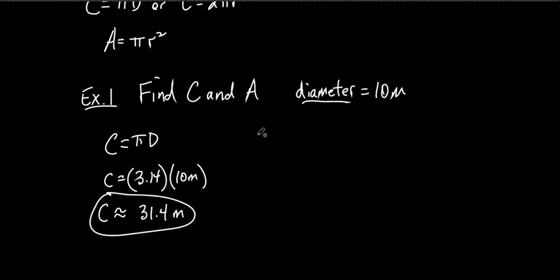All right, what about area, though? Formula for area is pi r squared. Problem is, we don't know what the radius is. We just know the diameter. But that's not really a problem, though, is it? It should be pretty simple.